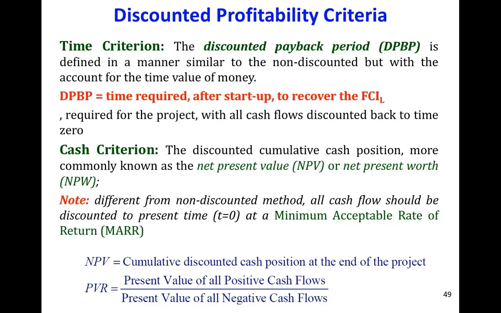So, discounted is a method where we consider the value of the money from the beginning. So, in this method, there are some parameters that we need to calculate. The first parameter is DPBP, discounted payable period.